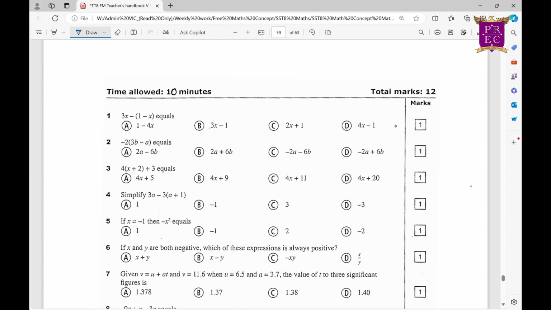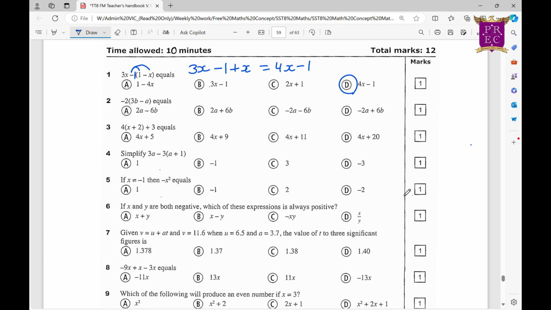And so you'll notice that because there's no number, as we mentioned above, you just need to assume that there's a 1 there. And so that just becomes -1, and if we expand it, we get the 3x is left alone. -1 times 1 is -1. -1 times -x is positive x. And if we group the like terms together, 3x plus x is 4x minus 1, which is D.